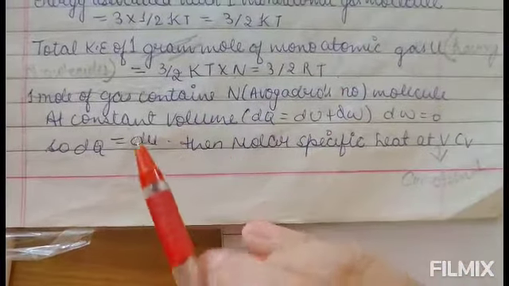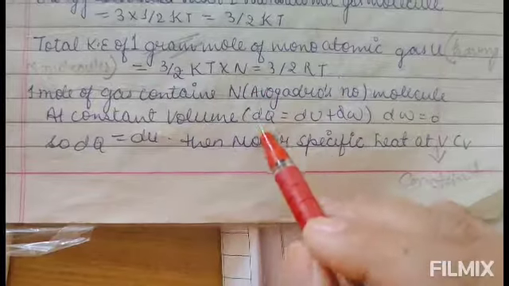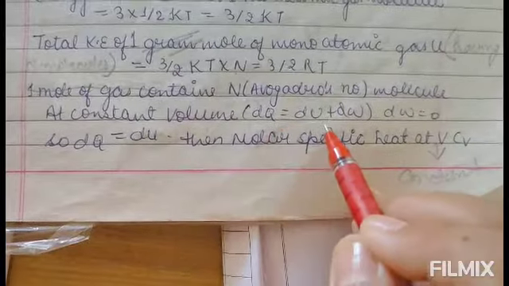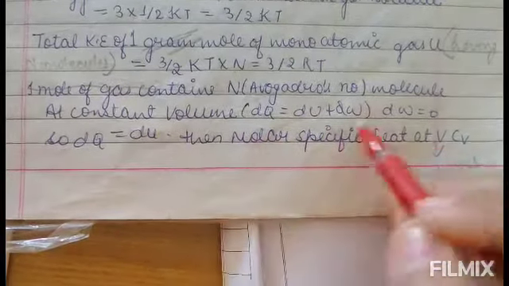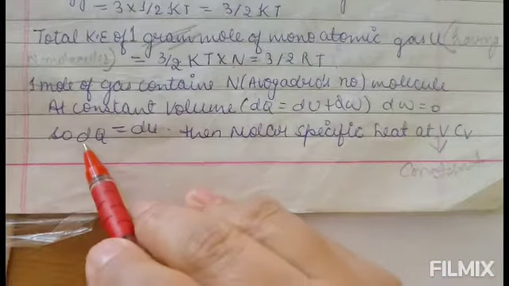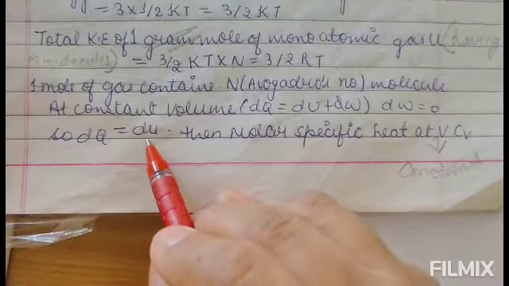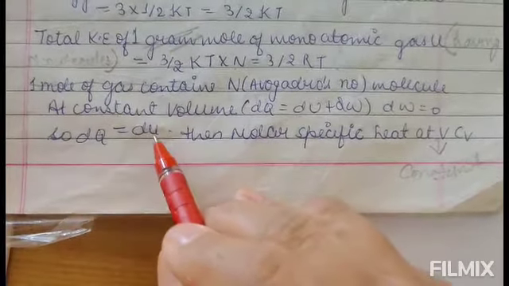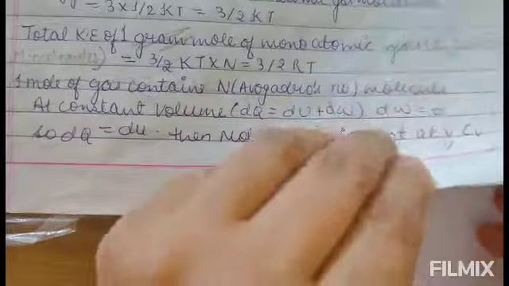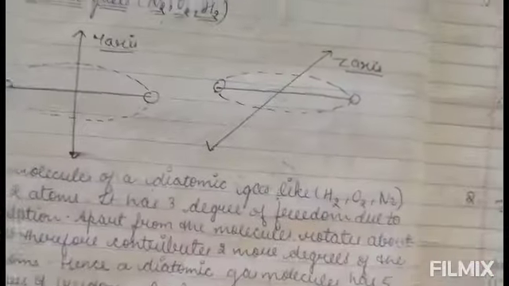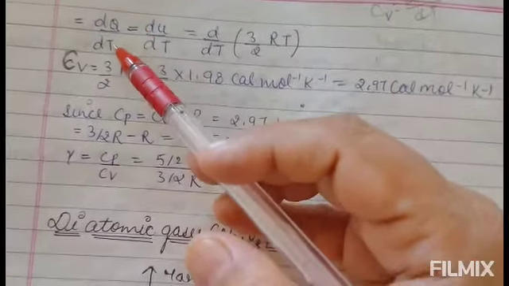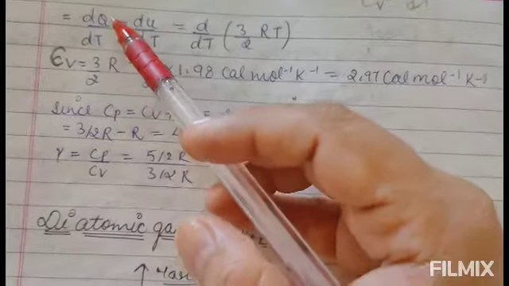Now at constant volume, by the first law of thermodynamics, dq = du + dw. At constant volume dw is 0, so dq is equal to du. That means whatever heat is supplied changes the internal energy of the system. The molar specific heat of a substance at constant volume is represented as Cv, so Cv is equal to dq upon dt.